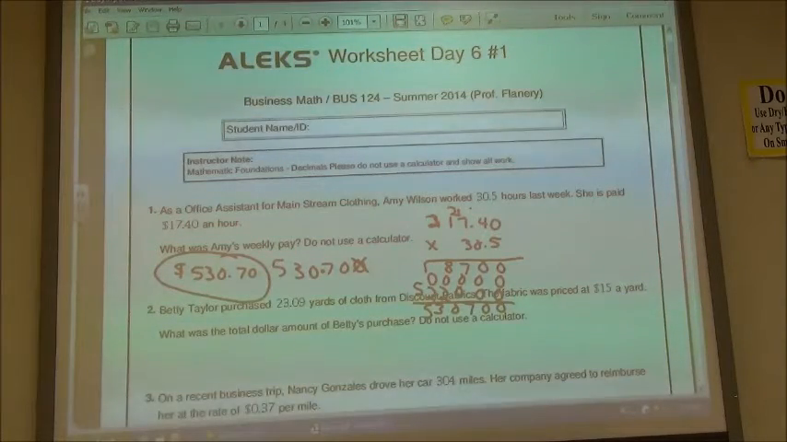So again, just double checking. If I take $17.40 times 30.5, I should get $530.70, which is what I got when I multiplied that out by hand.